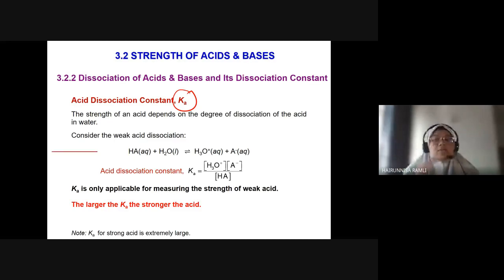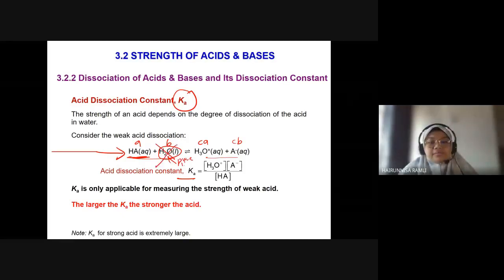Okay, so same goes to this one. For example, this is your equation. HA, any acids lah, plus water. So, ni acid, this is base, this is conjugate acid, this is conjugate base, okay? The acid dissociation constant KA is equals to concentration of product over concentration of reactant. Okay, so now it is actually square bracket A minus, square bracket H3O plus over HA sahaja. Why we do not take this one? This is a pure liquid. Sebab tu kita tak ambil. Nampak? Dia macam ni saja. It's related to chapter 2, right?